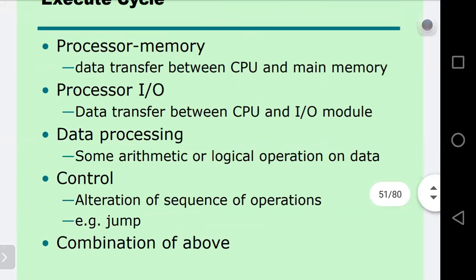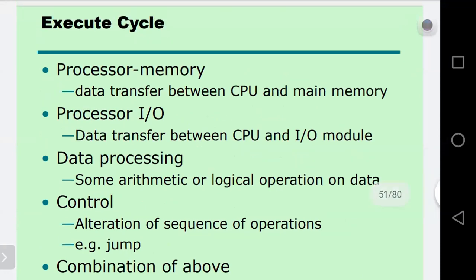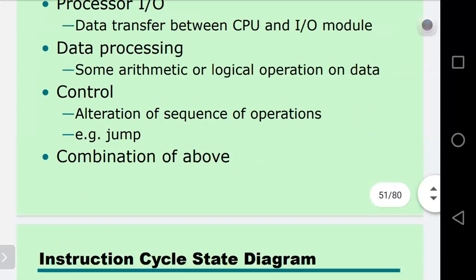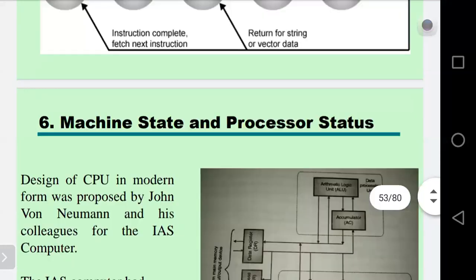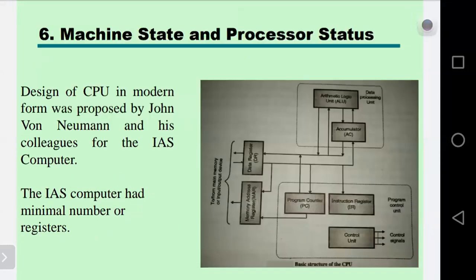In execution, either data movement is there between processor and memory or processor and input output. Data processing is there for arithmetic or logical operations, or a control instruction is there, for example, to jump. Or the instruction can be a combination of all the above 4 things. The instruction cycle with the state diagram we have already discussed. Then we discussed the machine state and the processor state.